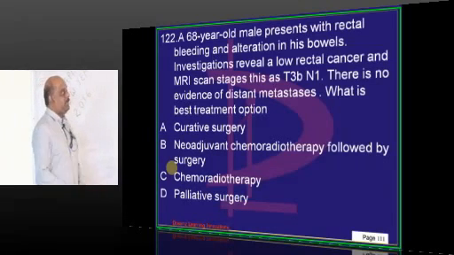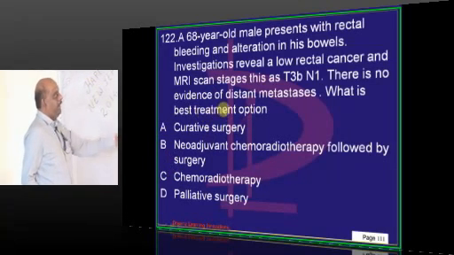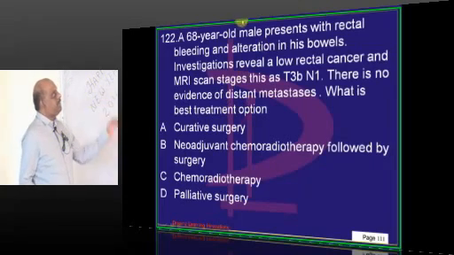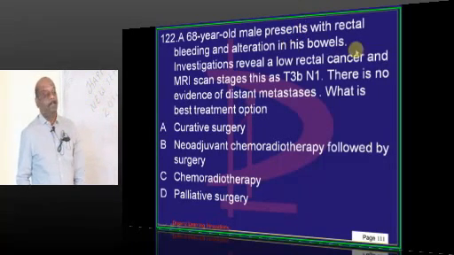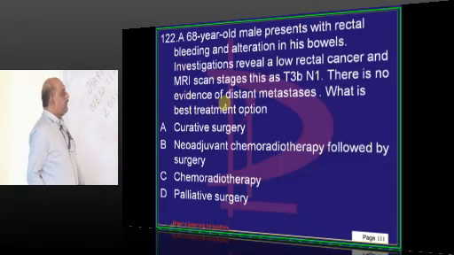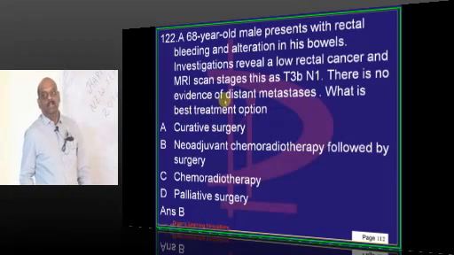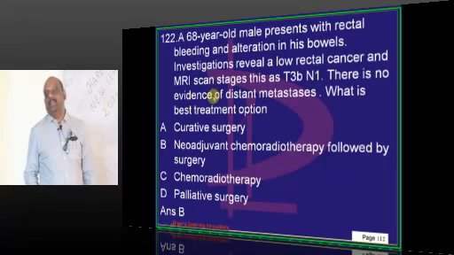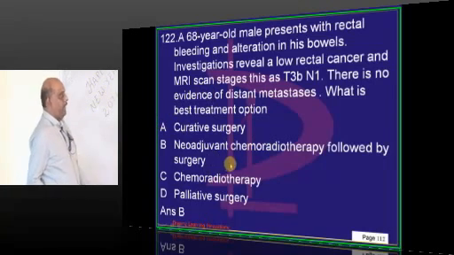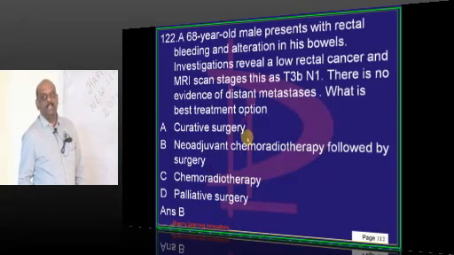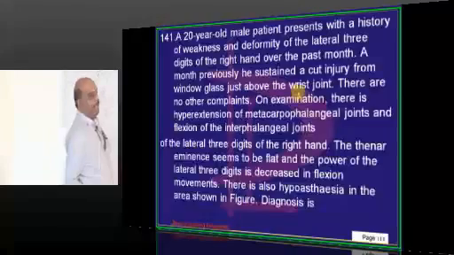Lower rectal cancer, T3B-N1, and there is no evidence of any distant metastasis in a 68-year-old. Then what is the best treatment option available? This is a classical indication for neoadjuvant chemotherapy followed by surgery.